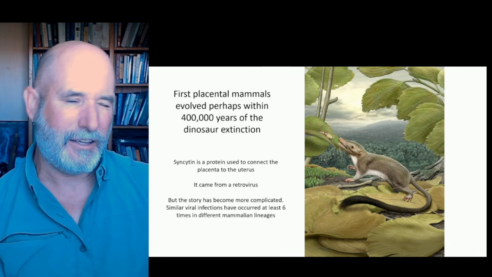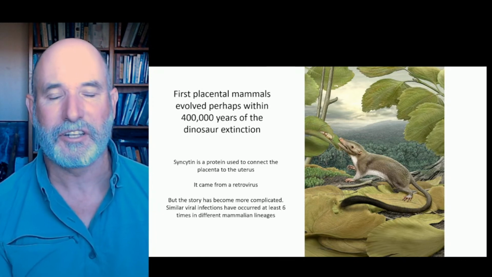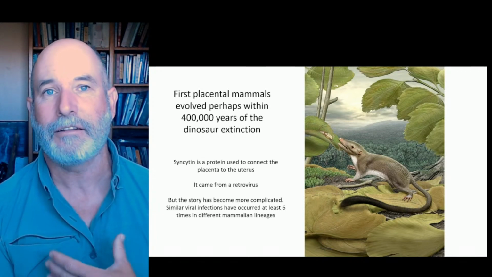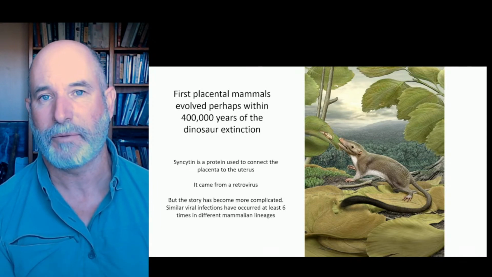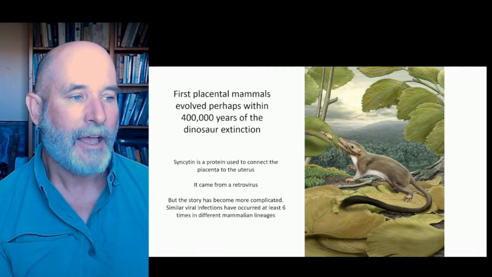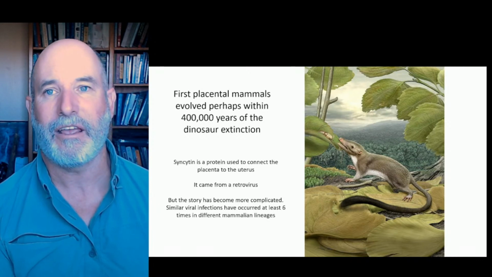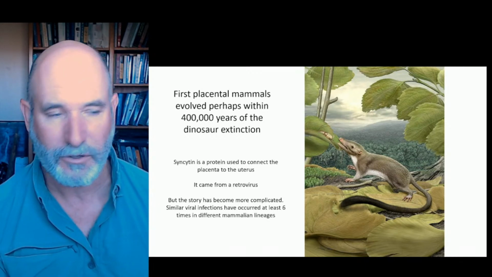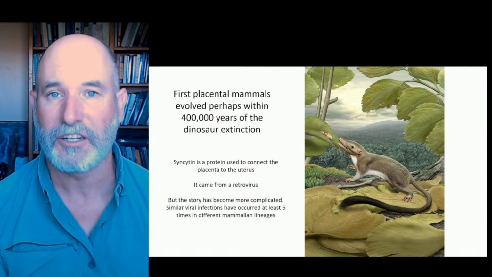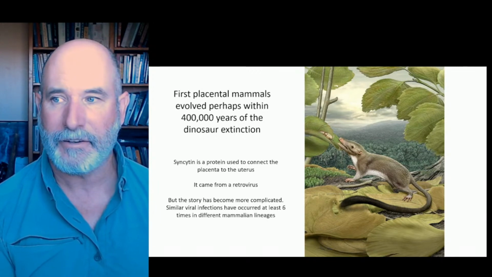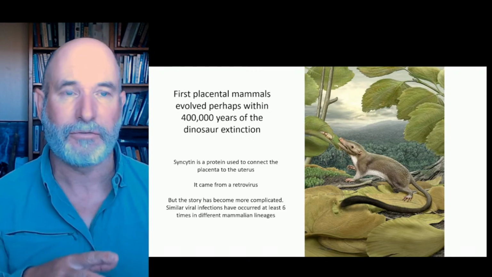This date is up for debate. The placental mammals, which are you and I, and things that are not the marsupials, we have a very long gestational period compared to marsupials. It's been thought that the first placentals may have rapidly started to diversify about 400,000 years after the extinction of dinosaurs, and that may have been due to that viral infection.